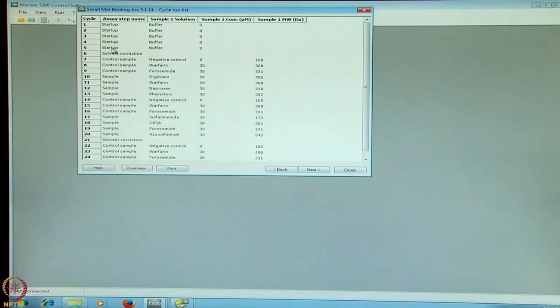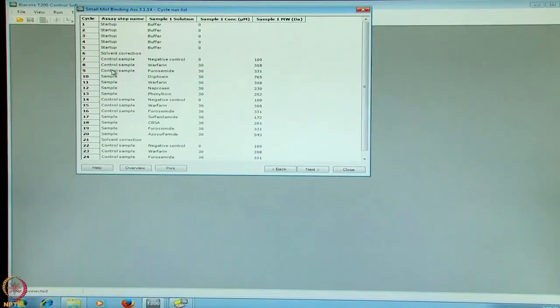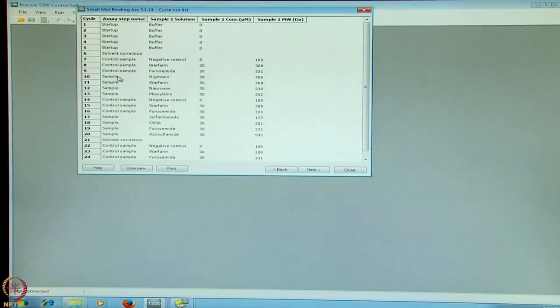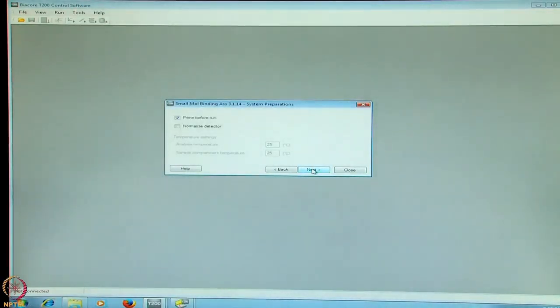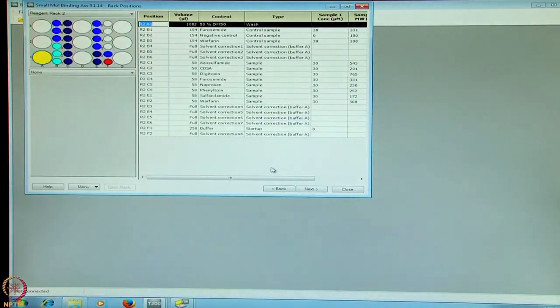We have 5 startups, one set of solvent correction of 8 runs injected here, 3 sets of control samples which include negative and positive control, samples like digitoxin, warfarin, naproxen, phenytoin and a negative control were injected again, and successively solvent correction at every 10 cycles or 20 cycles depending upon how you set up the experiment. And finally, another round of control samples injected. So once we are done with that, we highlight prime before run, and this is how we prepare the template for the experiments.